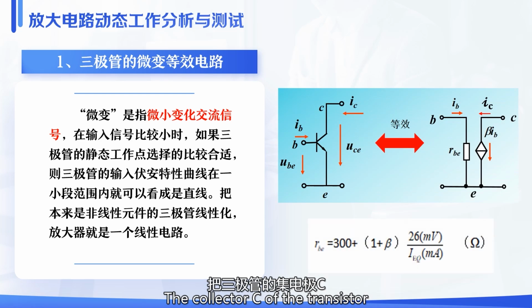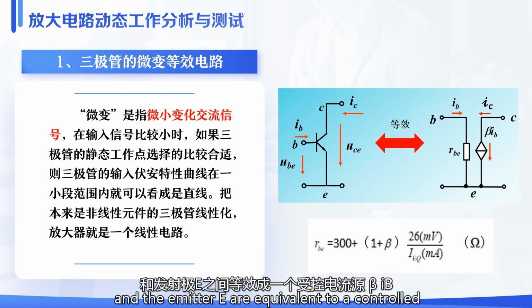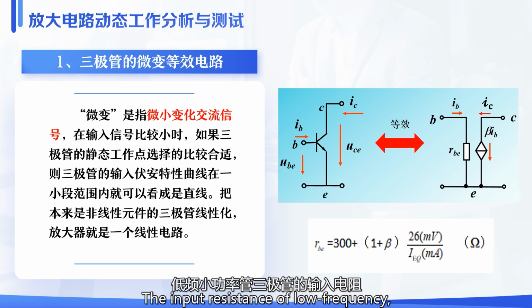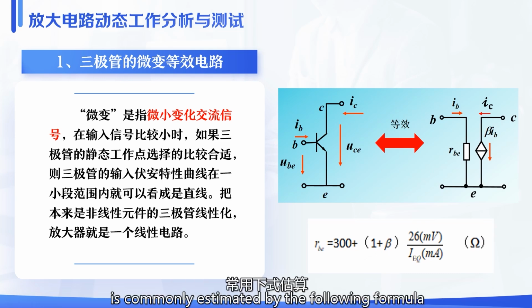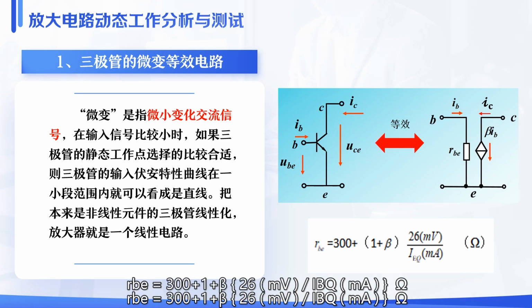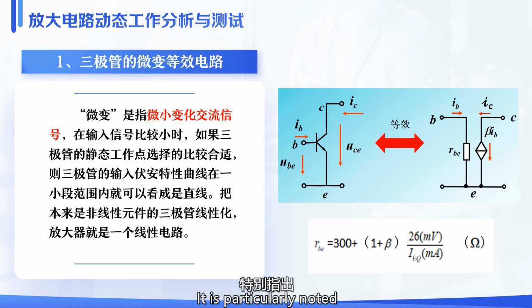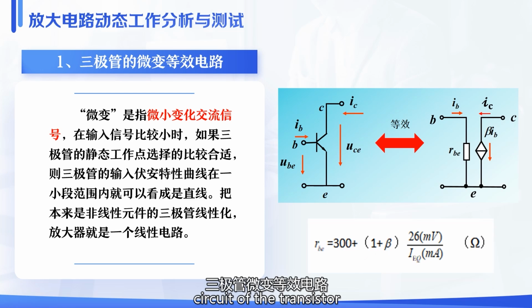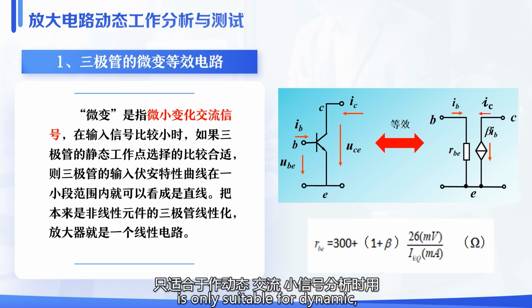The collector C and the emitter E of the transistor are equivalent to a controlled current source, beta IB, using an input resistor to be equivalent between the base B and the emitter. The input resistance of low-frequency, low-power transistors is commonly estimated by the following formula: rbe equals 300 plus (1 plus beta) times 26 divided by IEQ. It is particularly noted that the rbe value of a small power transistor is about 1K. A small signal equivalent circuit of the transistor is only suitable for dynamic alternating current small signal analysis.